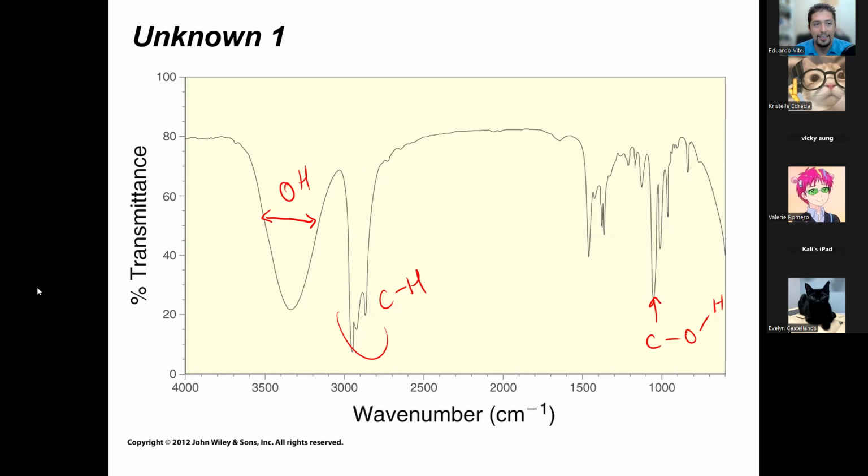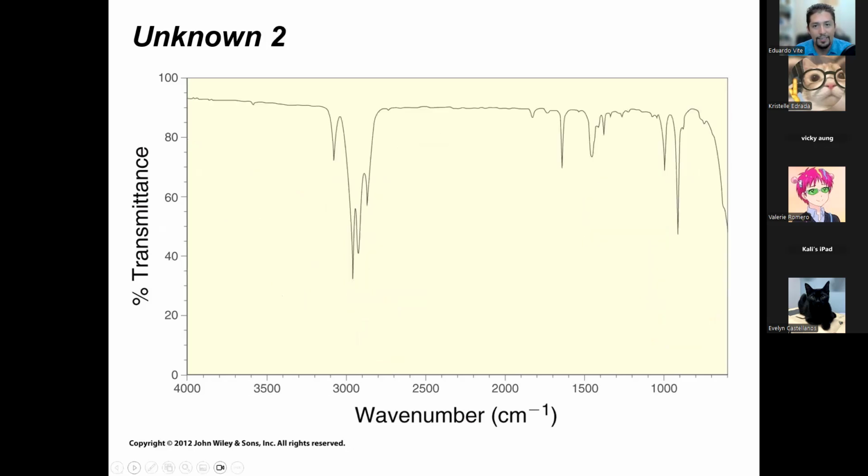All right. Next problem. Ooh, look at this one. A lot of sharp peaks, not very many signals. What is this most likely? Alkene. That's right. Evelyn guessed alkene. Why did you guess alkene? Why not just regular old alkane?